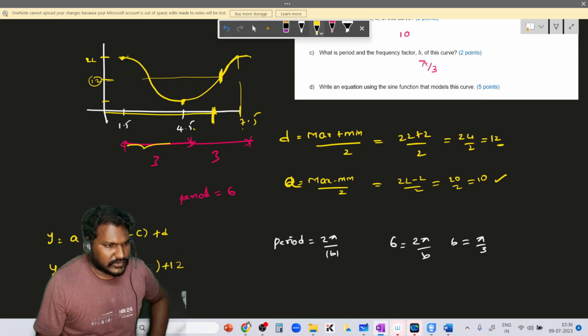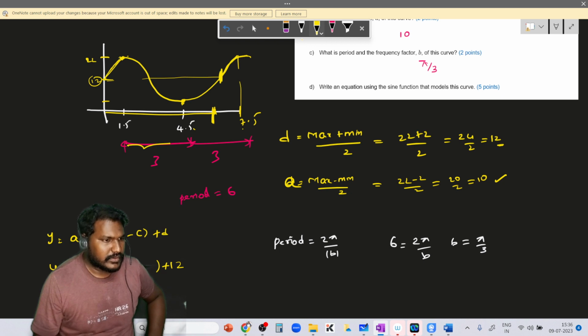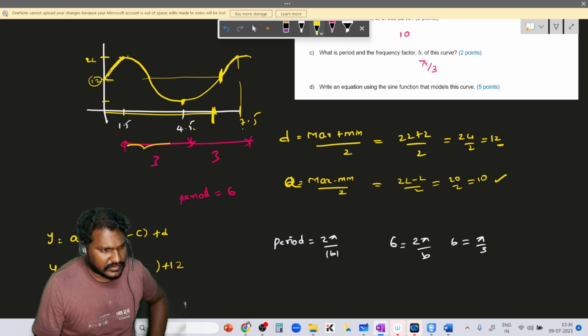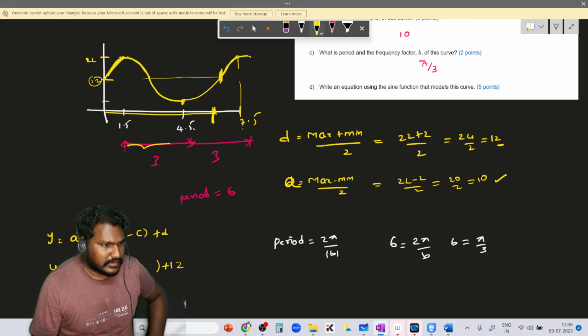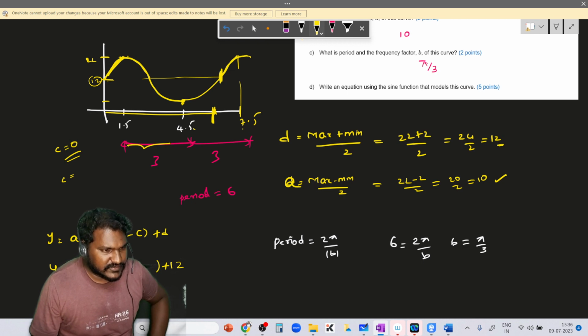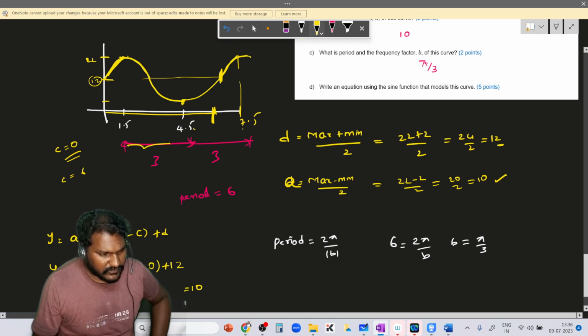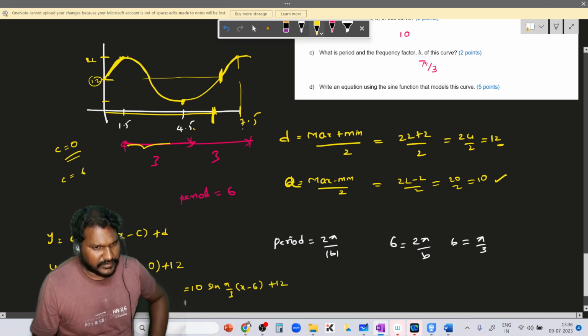Okay, so if you extend here, it'll be exactly 12. So c is equal to 0 we can put, or you can even put c equal to the entire cycle from 4.5 to 7.5, which is 6. No matter what you put, we'll get the same answer, I think. So c is equal to 0, or even we can put sine pi by 3 into x minus 6 plus 12. So let me check for both graphs.